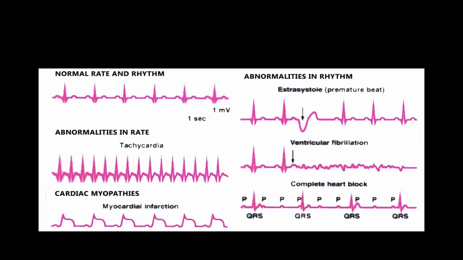We can look here, we have the normal rhythm and rate on this top here. This second one is tachycardia, meaning you have a very fast heart rate, so the heart rate is going very fast. Here we have our PQRS, and then we have another premature heartbeat. Something went wrong there.